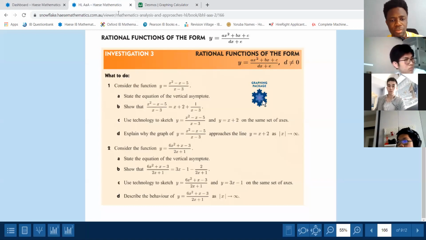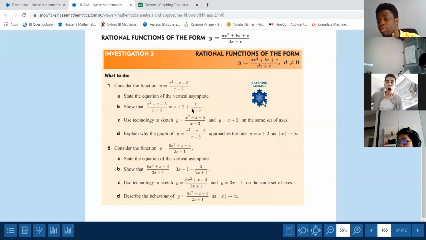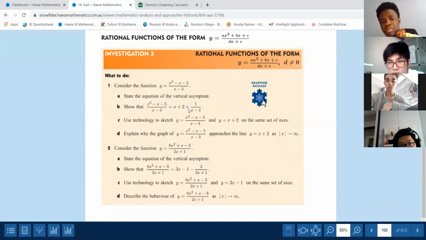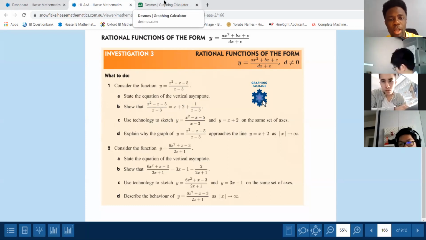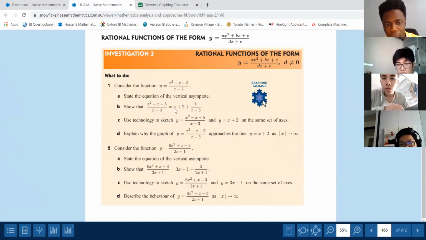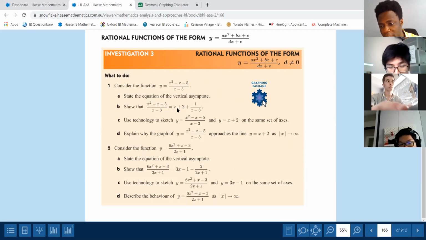The next question, show that this is equal to this. This we will do by division of polynomial. Because we have done division of polynomial, we will first review that in a few minutes. Then it says use technology to sketch this and this on the same axis. So now let's sketch y equals x, that is this line. After you have shown this is the same as this, it's similar to what I just showed you on the board, except that you use division.